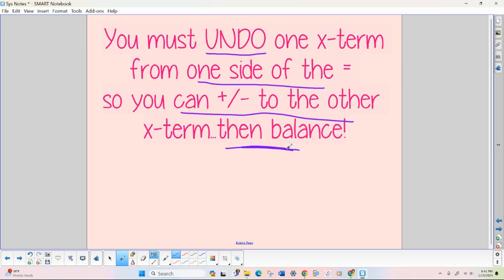Hopefully these problems will look familiar to you from last year. If you need to write this down, go ahead and hit pause, write this down, and then we're going to look at those three problems on the pink paper.